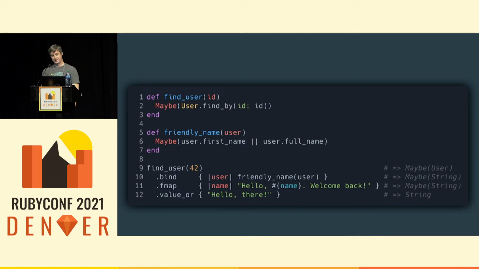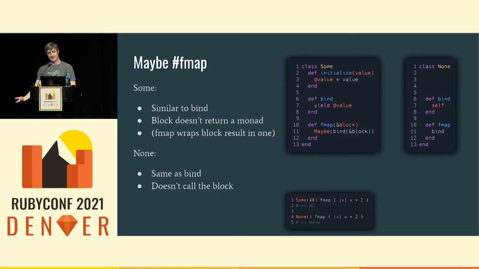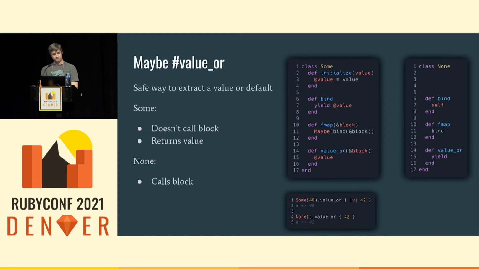So how does this work? The implementation is actually pretty simple in Ruby. If bind is called on a Some, it yields the value to the block and expects the block to return another monad. If it was called on a None, it doesn't call the block, it just returns itself. fmap works exactly like bind, but it wraps the result in a Maybe, so like in our case, where our block returned a string, we don't have to wrap it in the Maybe ourselves.